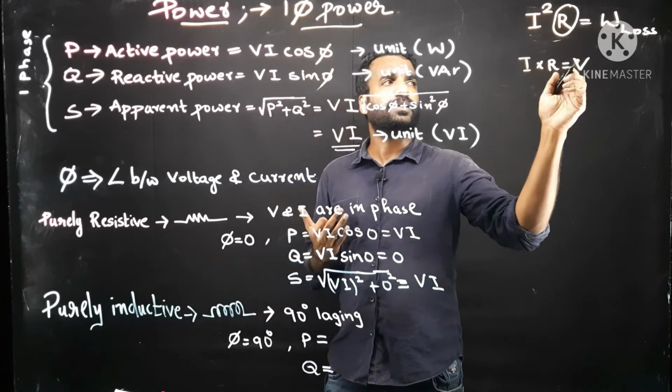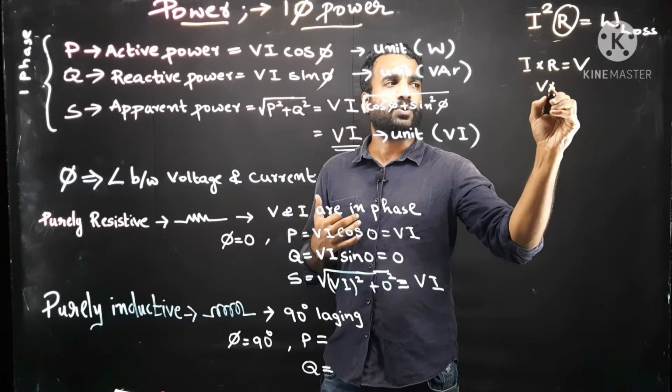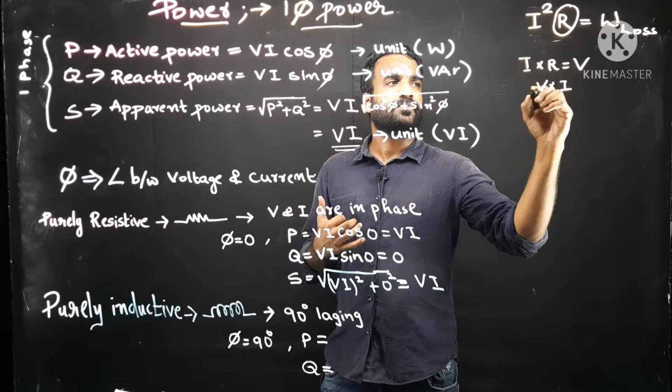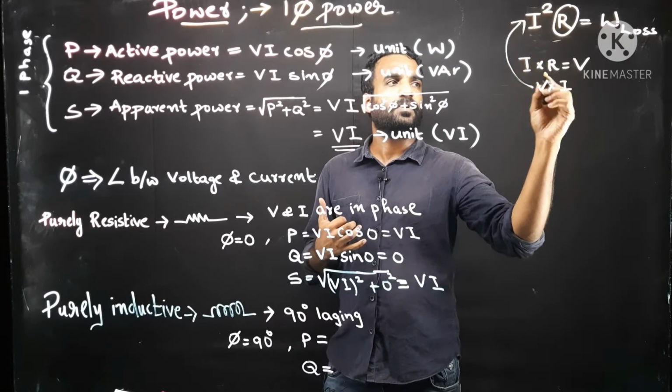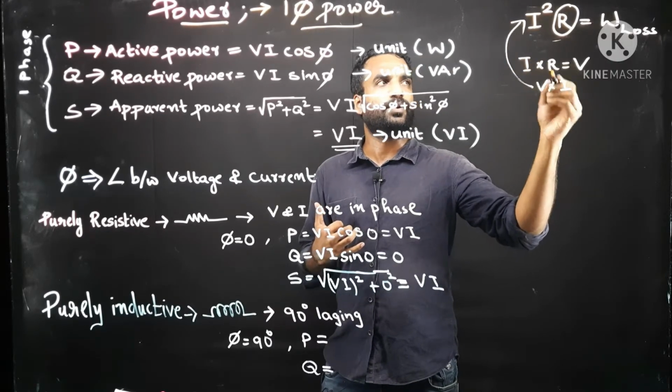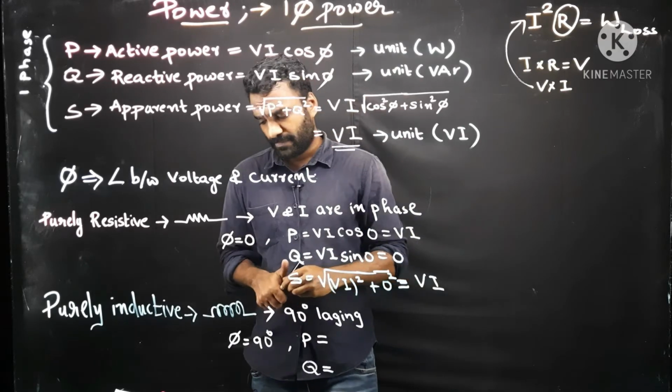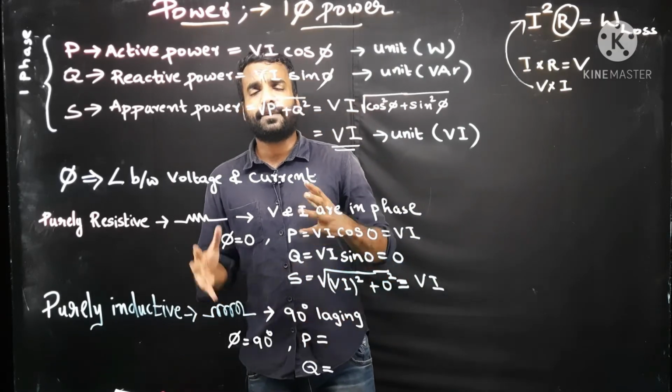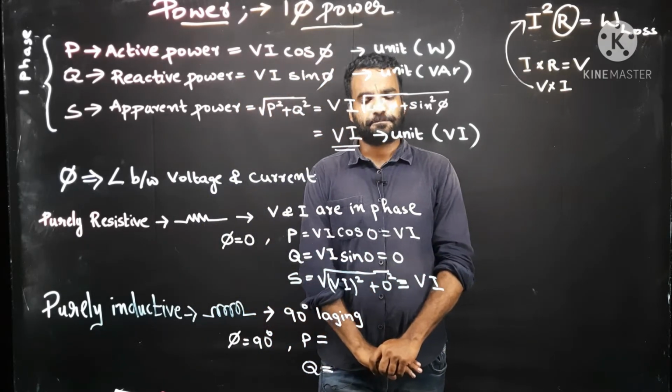The same equation is valid for voltage into current. That will also be the same: I into R, voltage into current, that is I square R. So that power is known as active power.